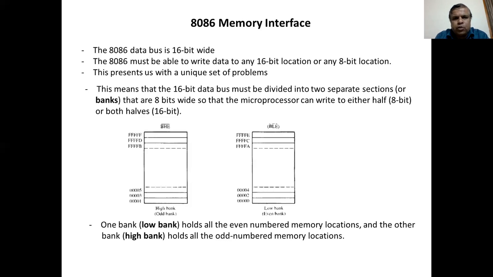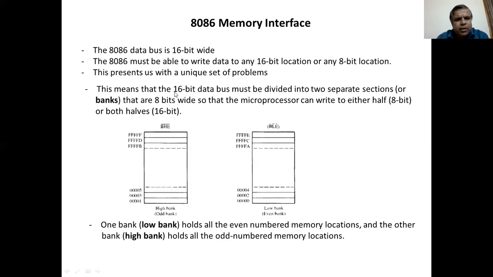So how do you store a 16-bit data? Two consecutive memory locations are required to store a 16-bit data. So this presents us with a problem. How do you store 8-bit data or 16-bit data in the memory map of the microprocessor?